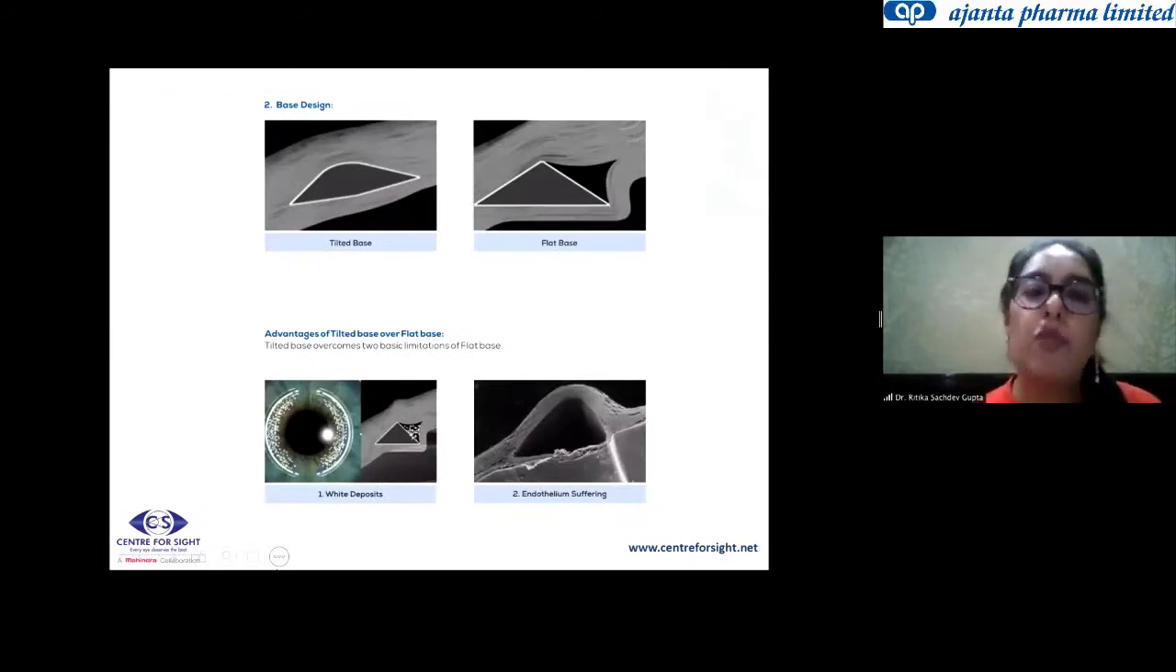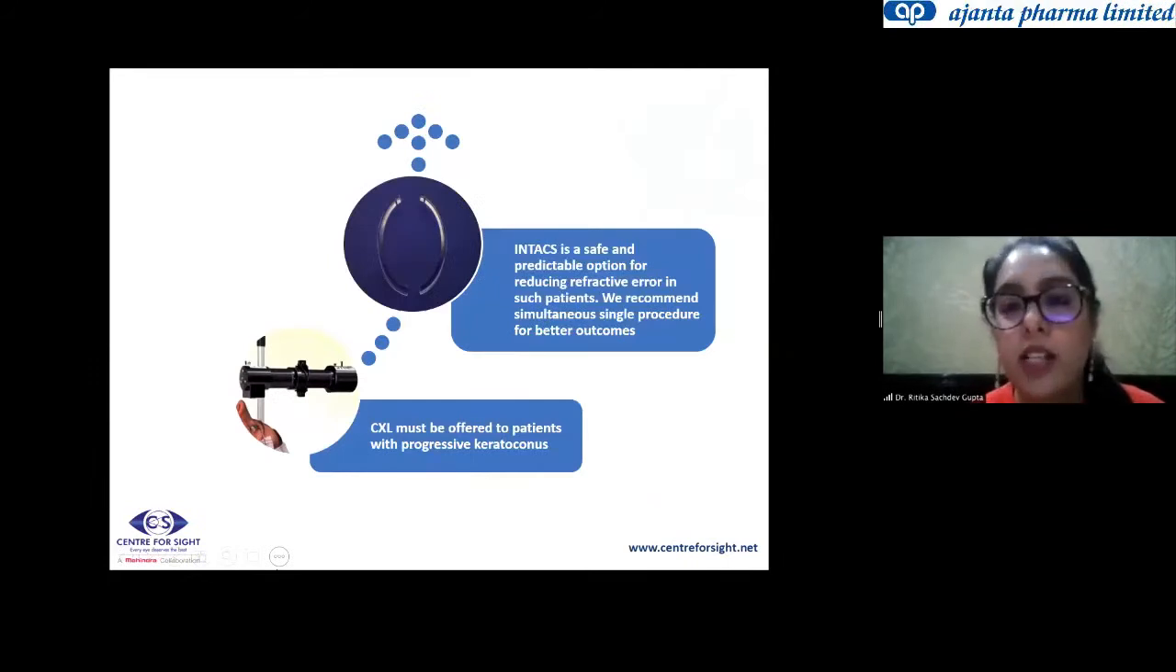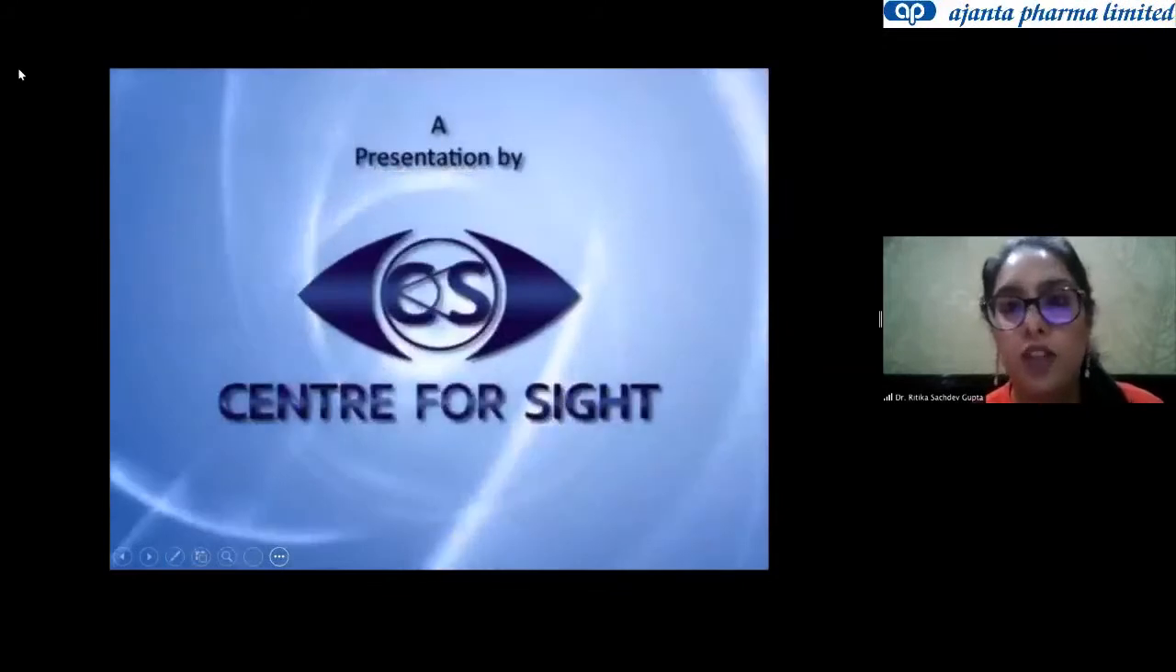We obviously have improvements that are happening, and now instead of PMMA, there are flexible acrylic polymers that are being studied and being used to create ICRS. The BioRing has now been launched, wherein the base is more tilted and the apex is rounded to remove the side effects of endothelial pressure or stromal decompression and the deposits around the ICRS. So all in all, ICRS are a safe and predictable option for reducing the refractive error and also possibly an adjunctive role in preventing progression in keratoconus. Thank you for your attention.